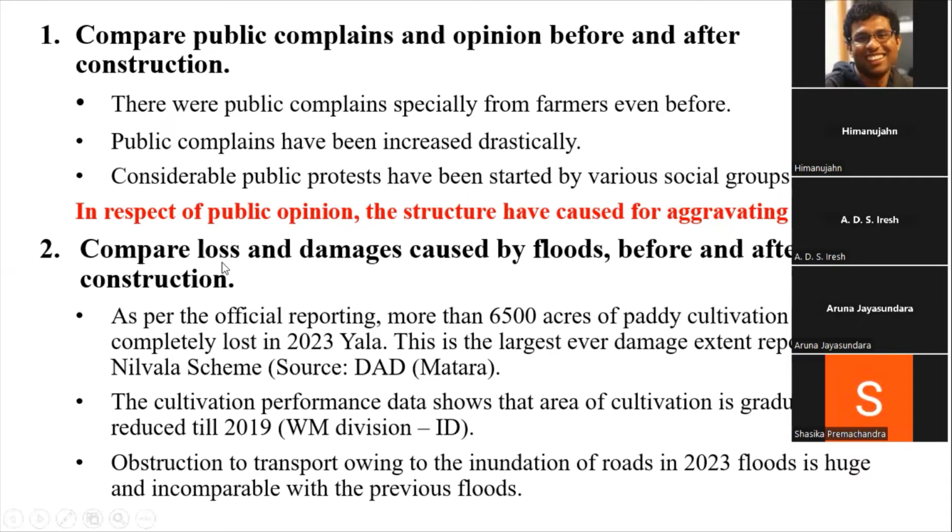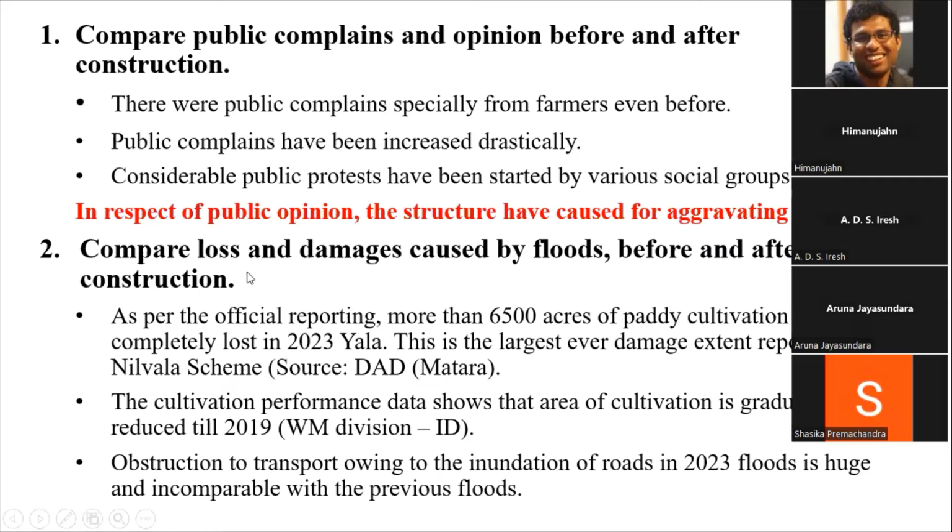In response, the public opinion is that the structure has caused aggravated floods. So that is their opinion. They are saying that this structure is a problematic structure which causes extra flood for the Nilwala basin.